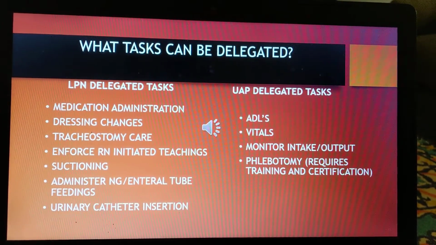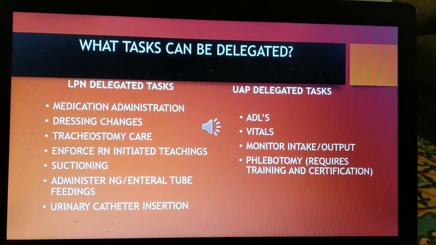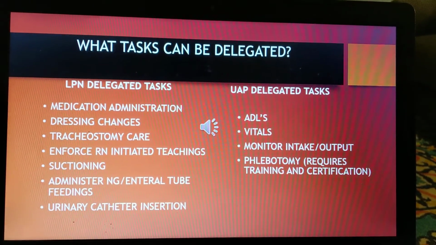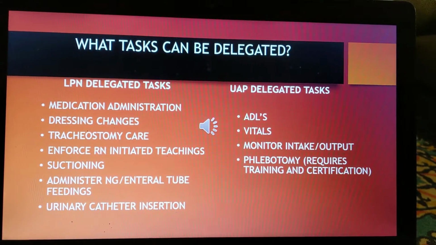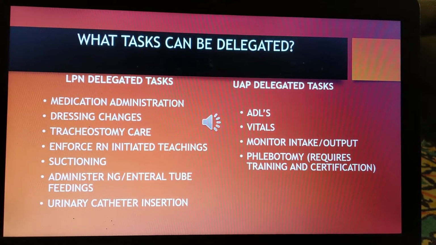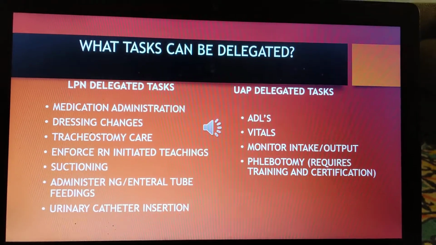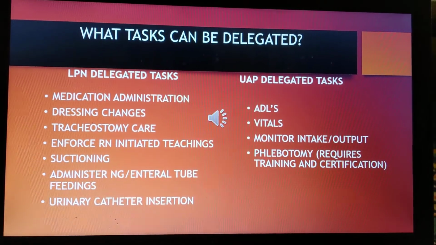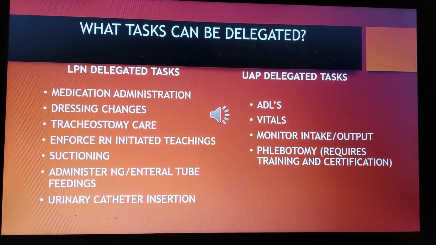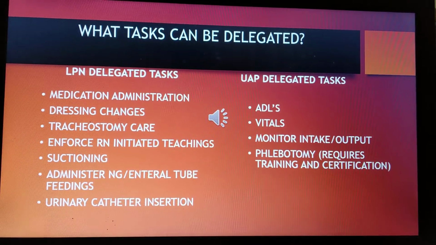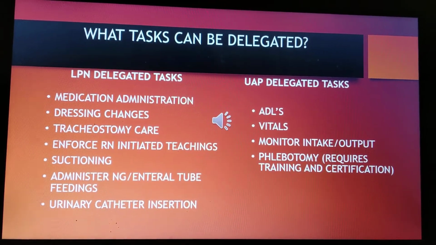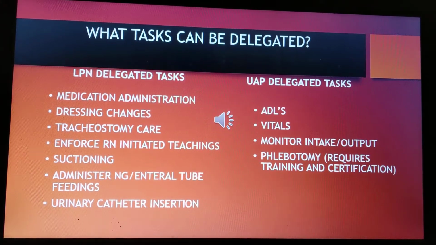There are rules to the delegation process that we must adhere to. Only certain tasks fall within the LPN or UAP scope of practice, so we must be mindful of what and to whom we're delegating tasks. Some tasks the RN may delegate to the LPN are medication administration, dressing changes, tracheostomy care, enforcing of RN-initiated education, suctioning, administration of NG enteral tube feedings, and urinary catheter insertion.